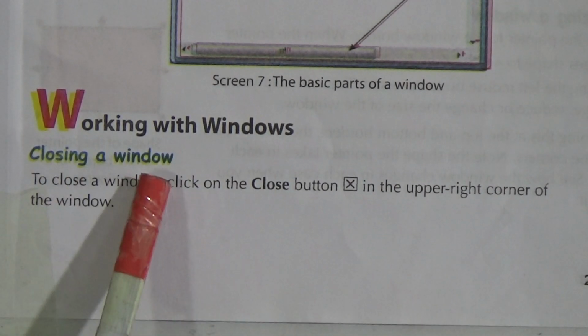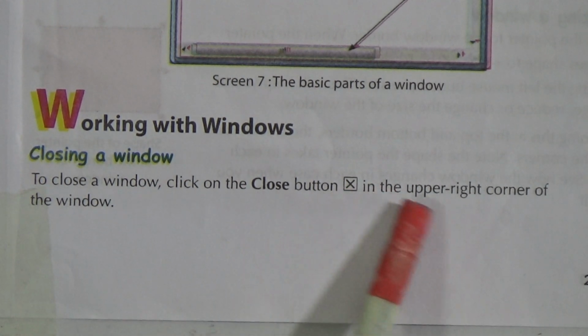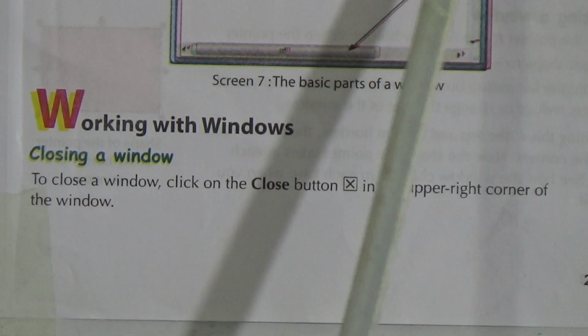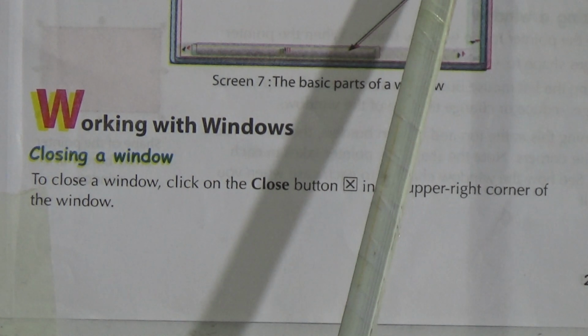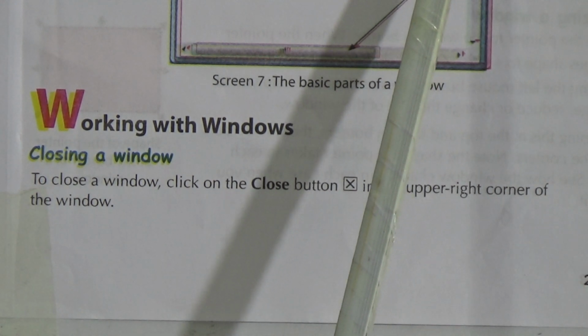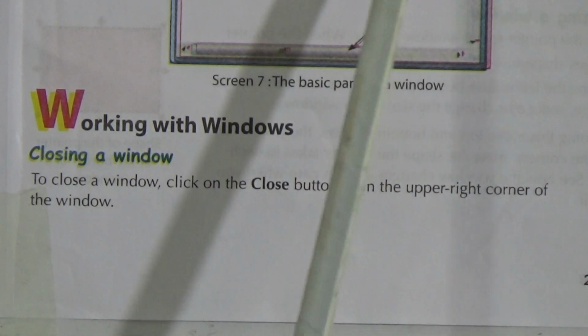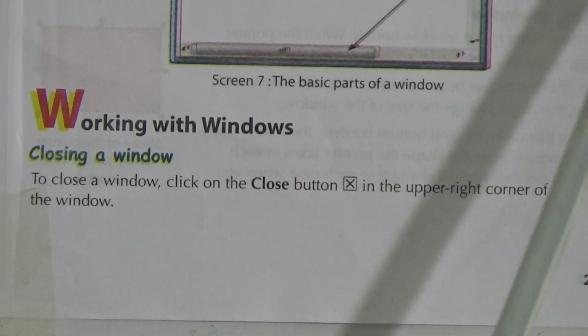Closing a window. To close a window, click on the close button in the upper right corner of the window. So see, there is a button, the close button. This button is used to close a window. And you can also see there are two other buttons called the minimize button and maximize button. We will look at their functions on the next page.